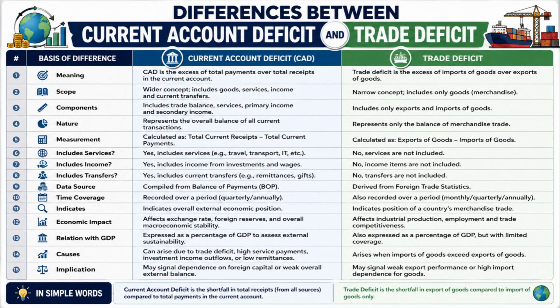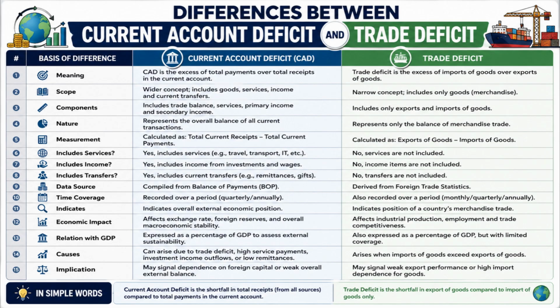Number 2. Current account deficit is a broader economic concept because it includes goods, services, income, and transfers, whereas trade deficit is a narrower concept that includes only goods or merchandise trade. Number 3. Current account deficit includes trade balance, services, investment income, and remittances, whereas trade deficit includes only exports and imports of goods.